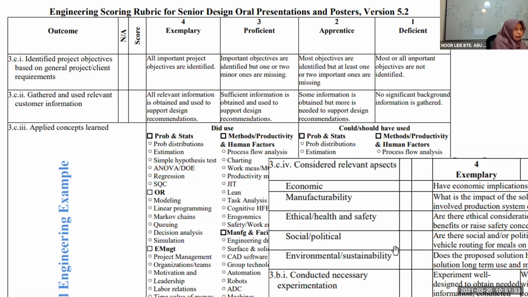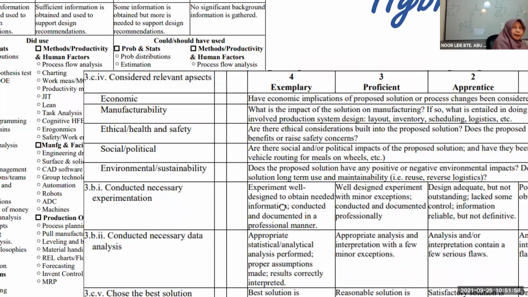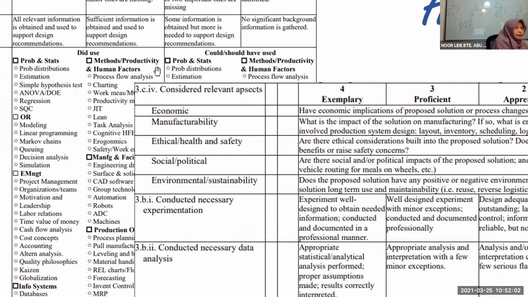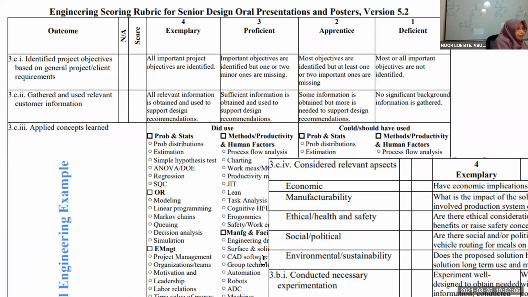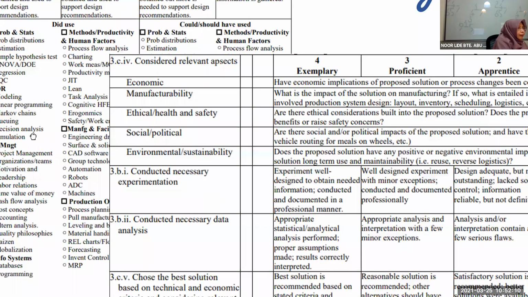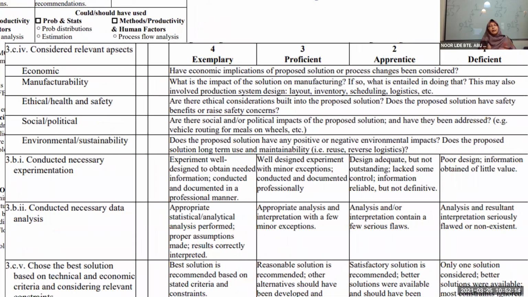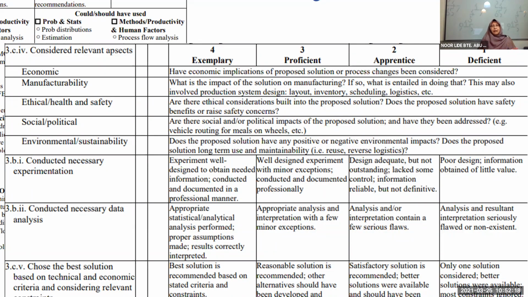Okay? Now, as you go down to the third part, the way I see is that this is the first part of the break, this is the second part, and then this is the third part. Now you see how it changed. Instead of descriptors, now the person has written it in the form of questions. So in terms of economic, have economic implications of proposed solution or process changes been considered? Now, is this acceptable? Manufacturability, what is the impact? It's quite possible that you cannot fully describe, or you cannot have a very detailed description for certain elements.